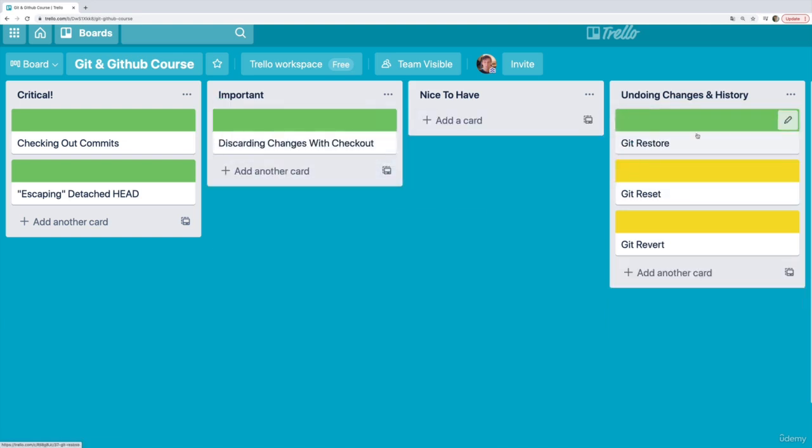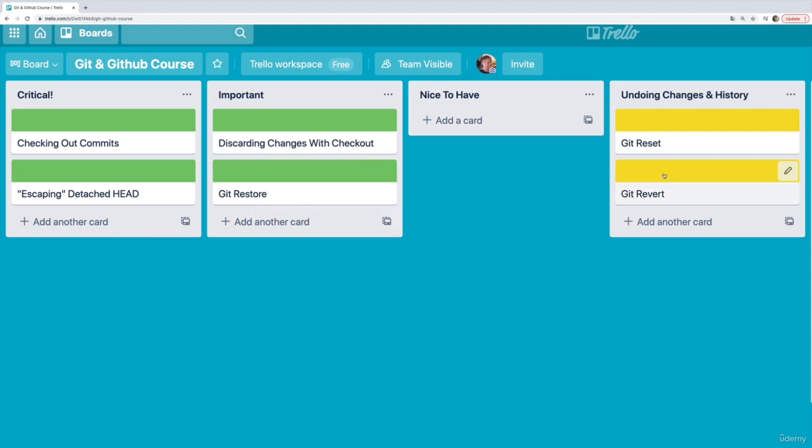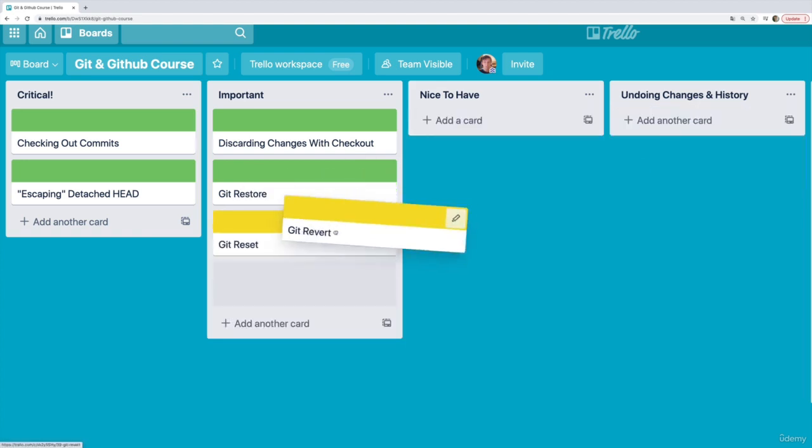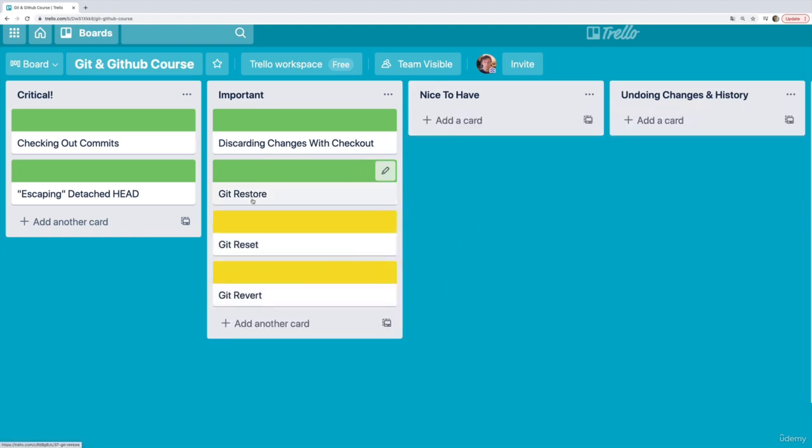I'll say that's important. Git restore is important. Git reset and git revert. Very confusing, right? Restore, reset, and revert. They all kind of sound like they might do the exact same thing. So they're all going to be marked, or I just marked them all as important.